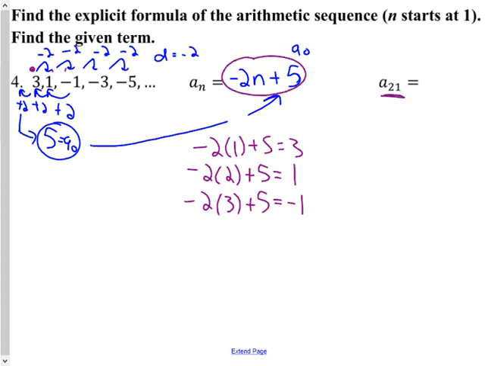And now we're going to plug in 21. The 21st term is just plugging in 21 for the n value. And so I get -42 plus 5, which gives me -37. And so -37 is my 21st term.